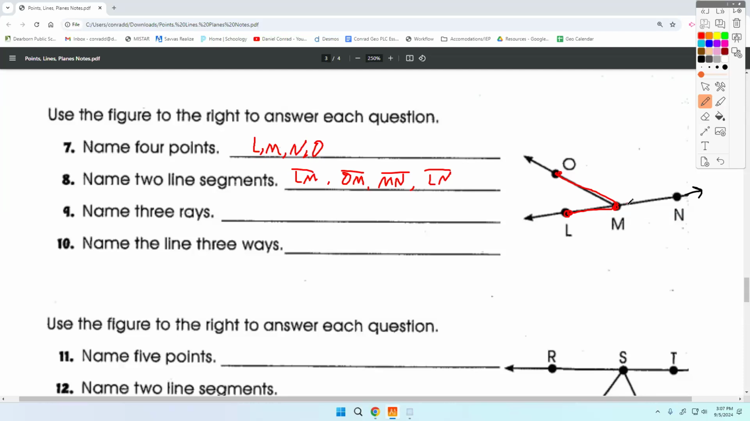Okay, 3 rays. So we could do ray MN. We could do ray MO.